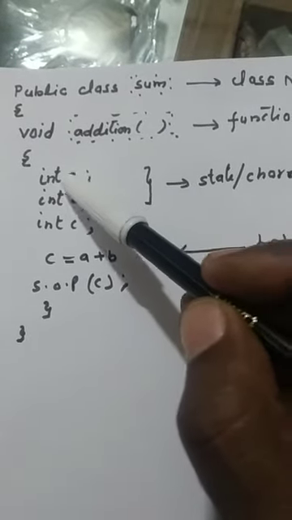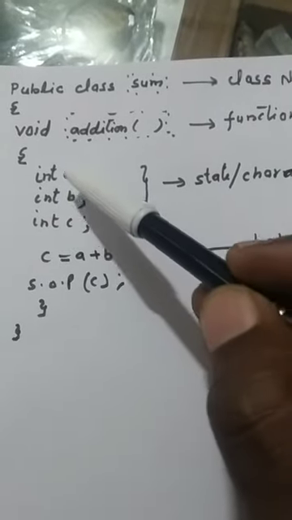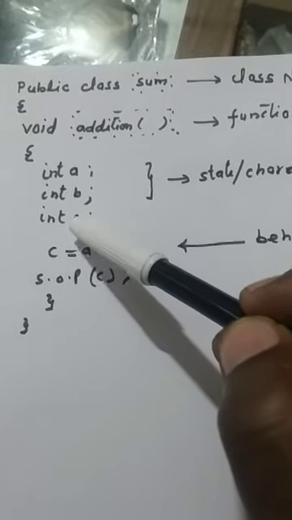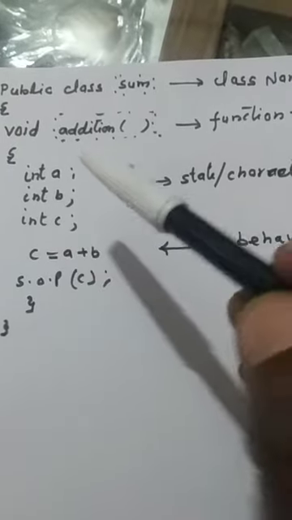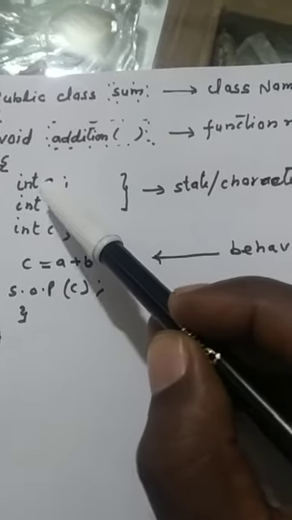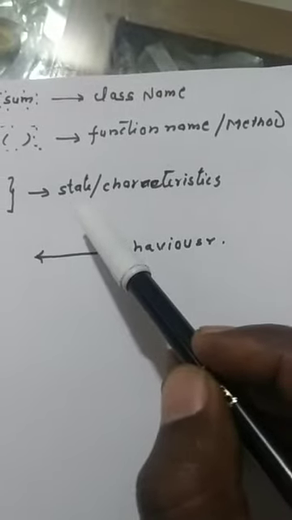int a, or it may be int num1 or int num2, like that, and these are the characteristics of these variables. Okay, what is its characteristic? It can contain only an integer value. So here these variables are known as its state and characteristics.